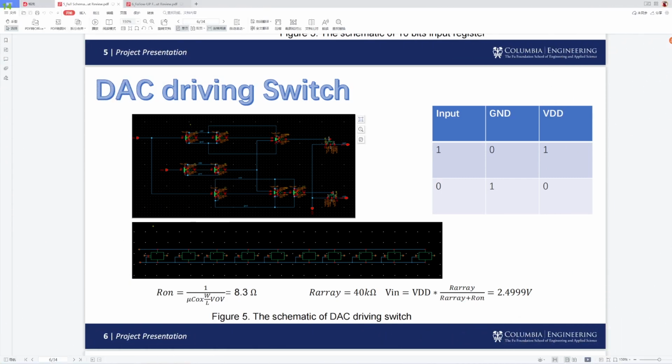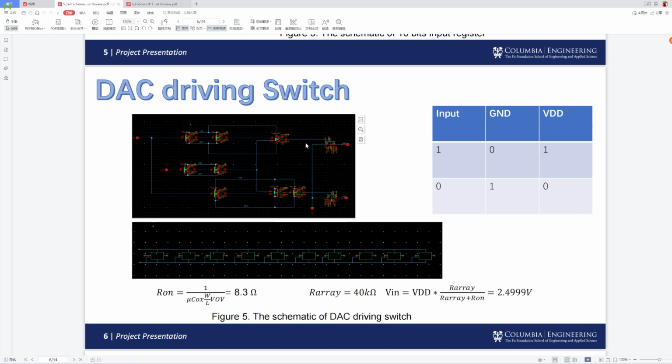Okay, now let's take a look at the switch of our DAC. The schematic of our DAC switch is similar to the ones we used in ADCs. Here, if we input a 1, the switch will pull the output voltage up to VDD. And similarly, if the input is a zero, the output voltage will be pulled down to ground, so that we can eliminate the glitches that we see in the output signal if we input a ramp signal.